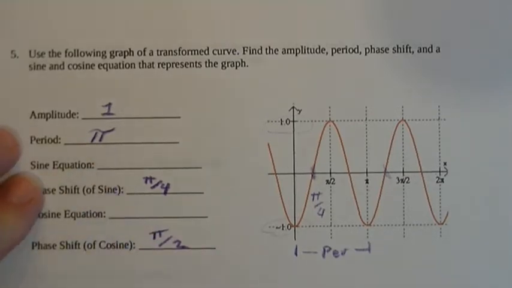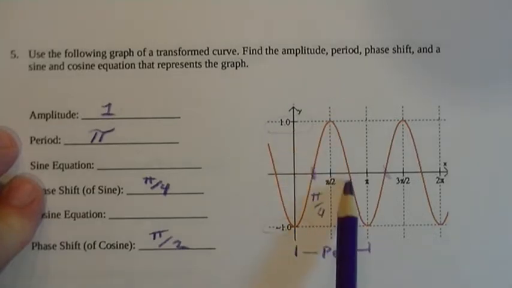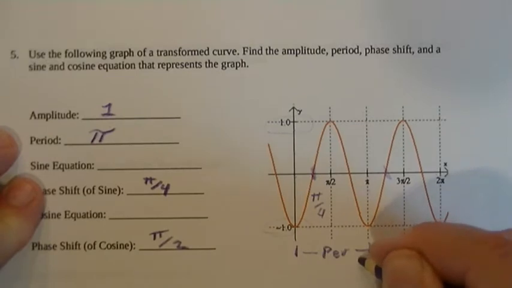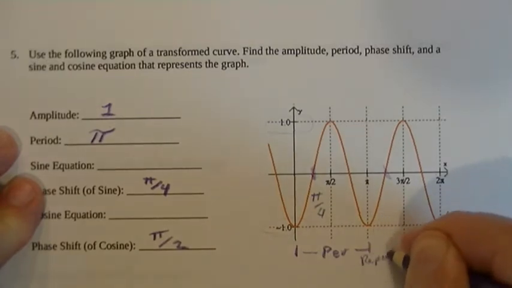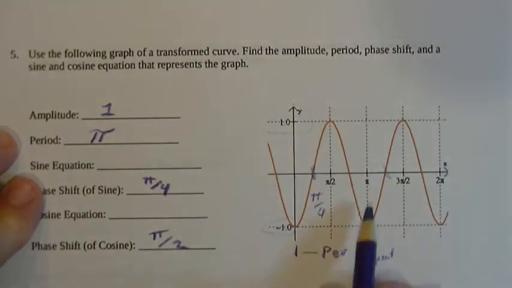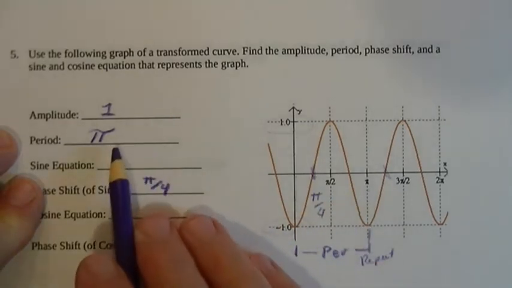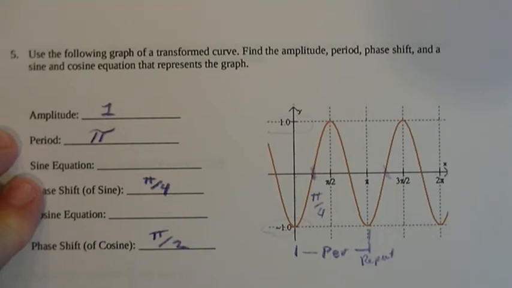Period. Really, you can take the measure of the period anywhere, but the easiest thing to do is say, okay, if I start here, I do a complete cycle and then I repeat the cycle here, right? So I'm repeating here. And so from here to here, it's just pi. And so your period is pi. So you just write that down.